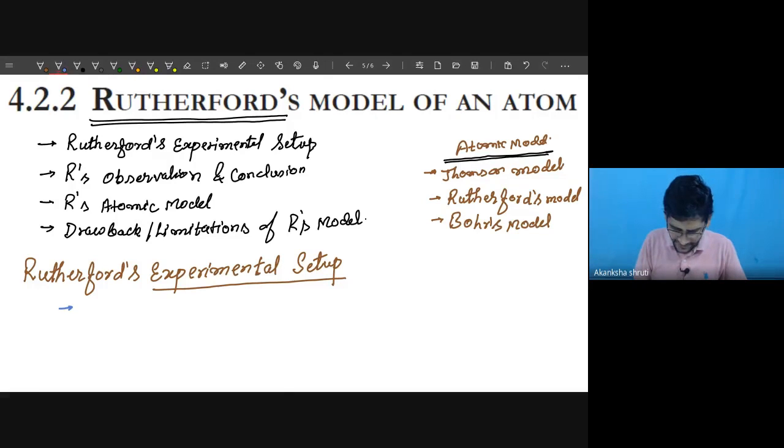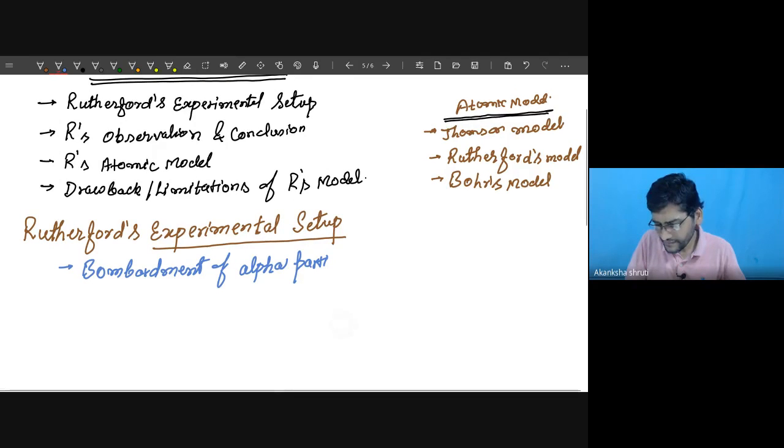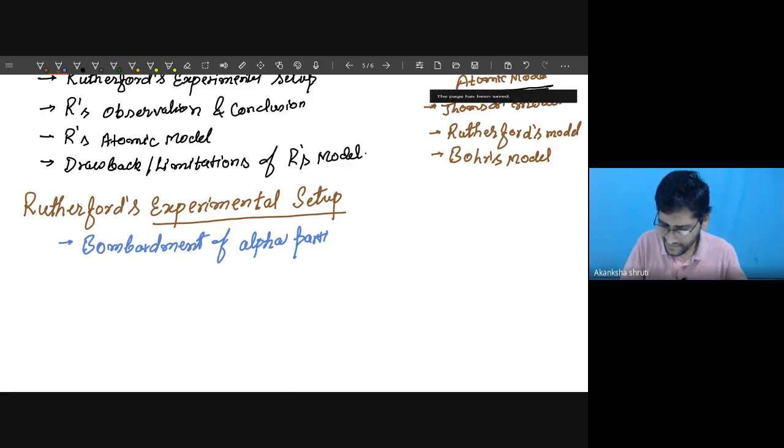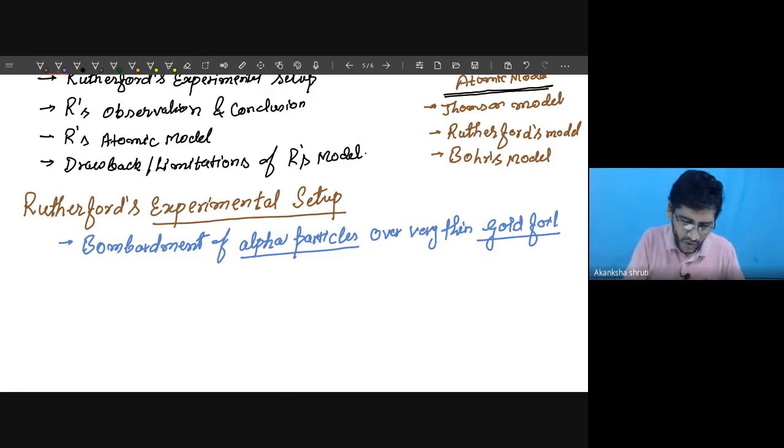So the setup was meant for bombardment of alpha particles over a very thin gold foil. So two new terms we are getting here. One is called alpha particle, another is called gold foil.